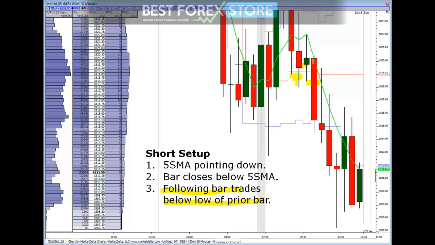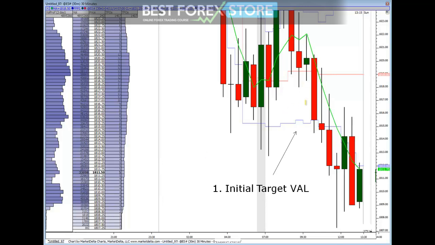And if we take a look at it, prices continue to drop lower and lower all the way down to the value area low, which would naturally be my first target in this trade. This would be my initial target, the value area low.